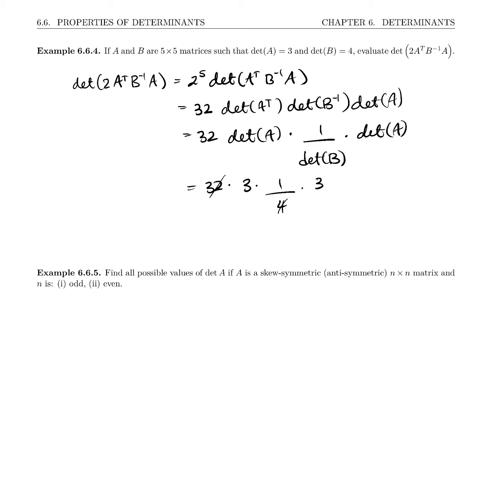We can simplify a little bit. 32 divided by 4 is 8. 8 times 9 is 72.